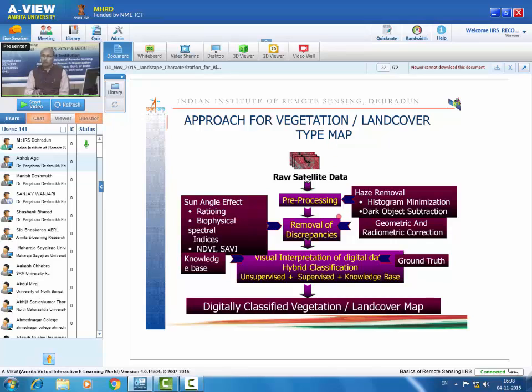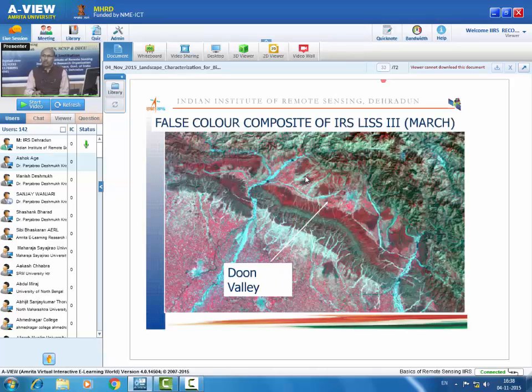I will not go into detail of it. This is basically, there are different maps. You can do visual interpretation, you can do digital interpretation, you can use supervised, unsupervised classification, you can integrate indices. There are many possibilities to do the mapping. So this, I will skip here. So let us see how we can do mapping.